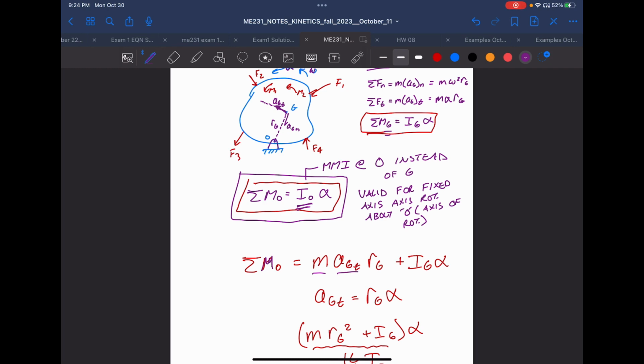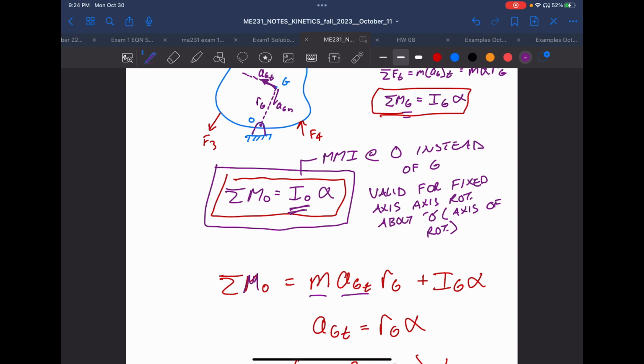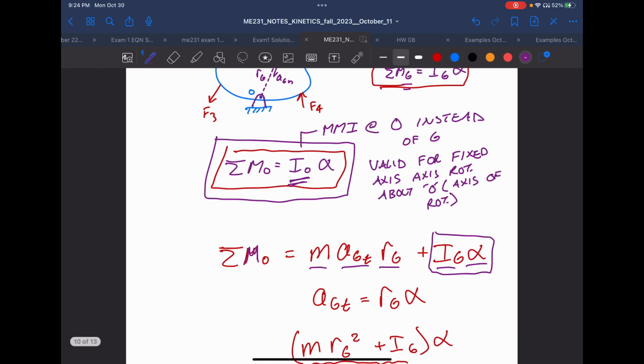is at, from my diagram above, distance RG. And then I would still have the IG alpha term. Remember, IG alpha is an inertial moment, and that's just like in summing moments in statics. If you've got an applied moment to a body, it doesn't matter where it's applied, it just adds into the summation of moments. That's the same kind of deal here, so I can still include that because it's just an applied moment. When I do that, and I factor in the fact that AGT is just equal to RG alpha, that's a little bit of kinematics.